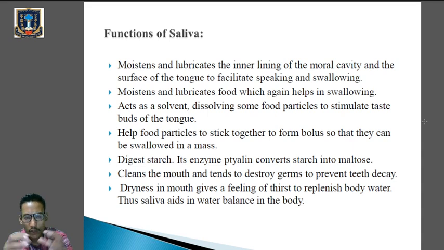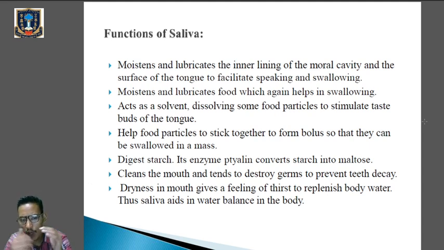Saliva moistens and lubricates the inner lining of the oral cavity and the surface of the tongue to facilitate speaking and swallowing. So the main function of saliva is to lubricate and moisten the oral cavity, so that it will help in speaking and in swallowing of the food particles. It moistens and lubricates the food particles, which will help in swallowing.